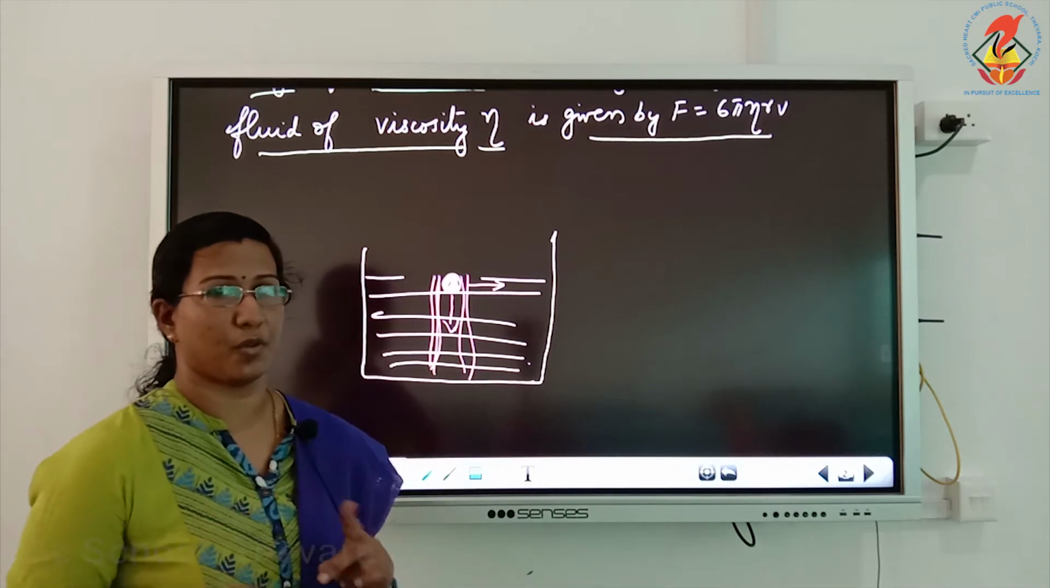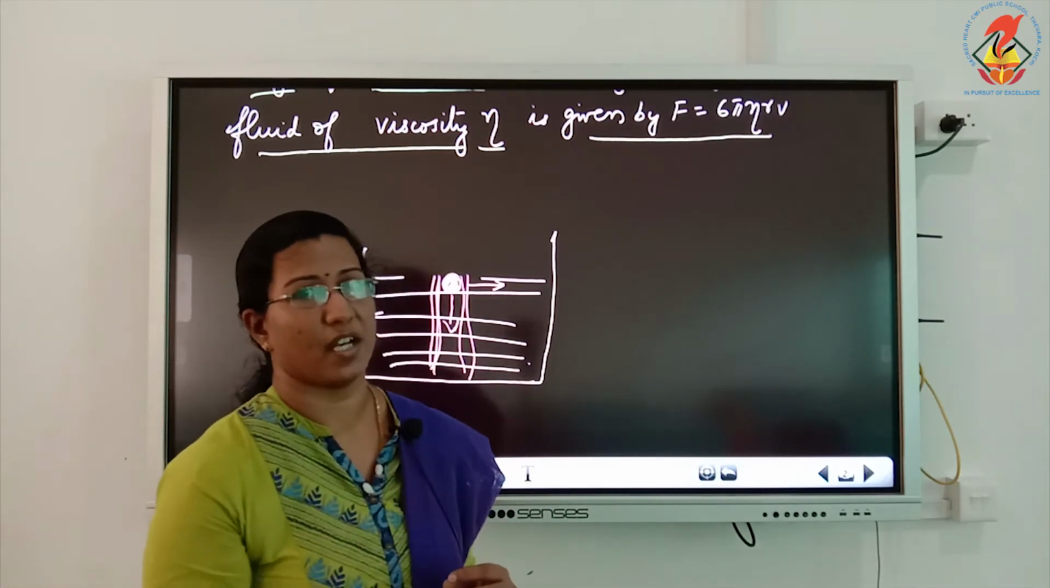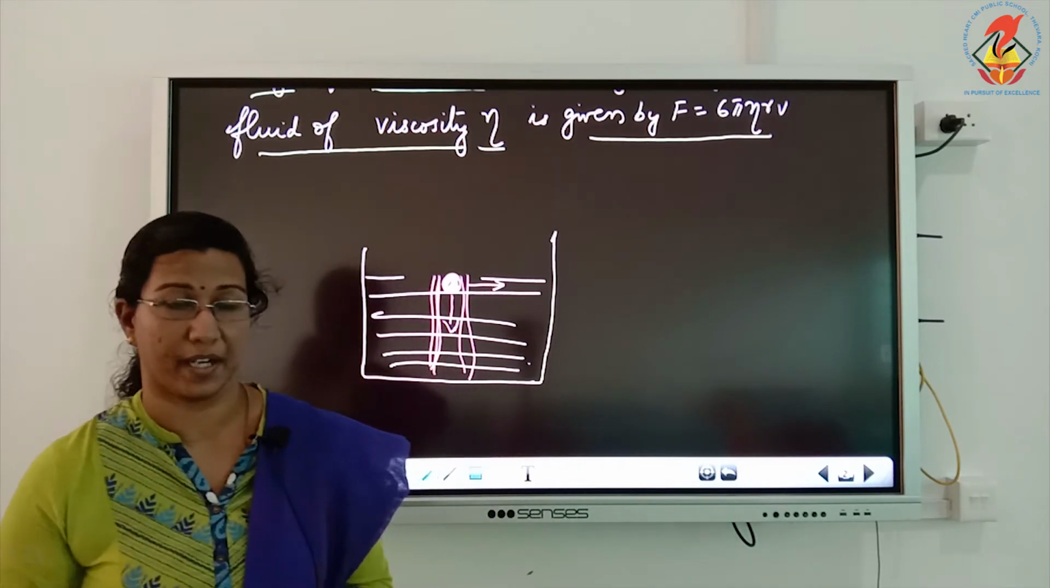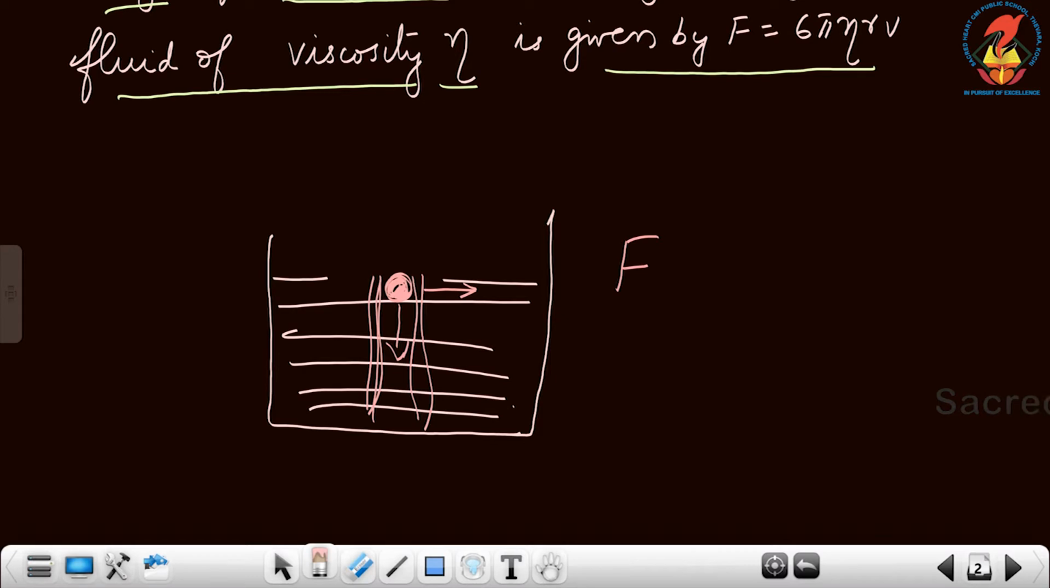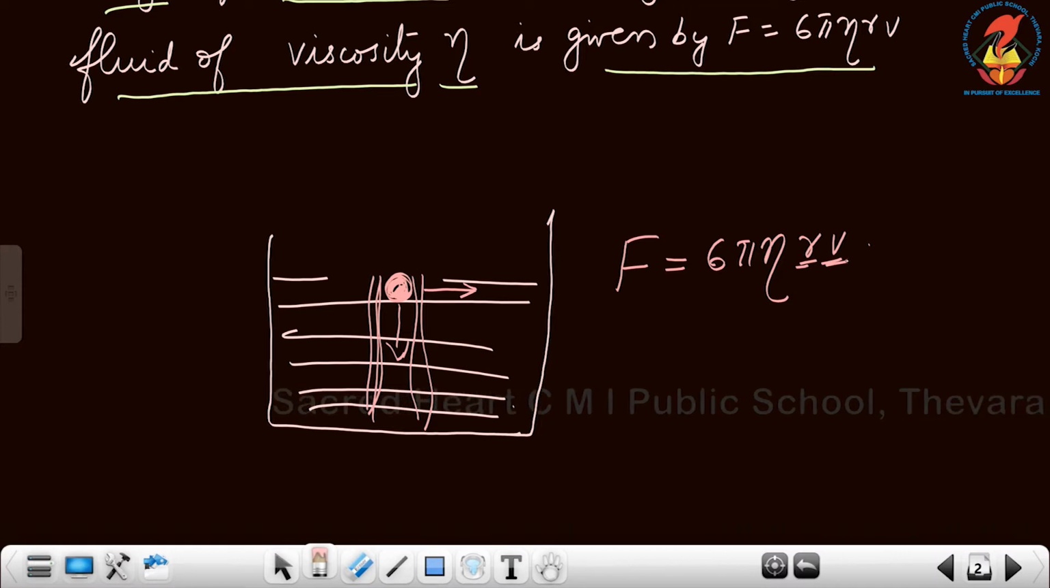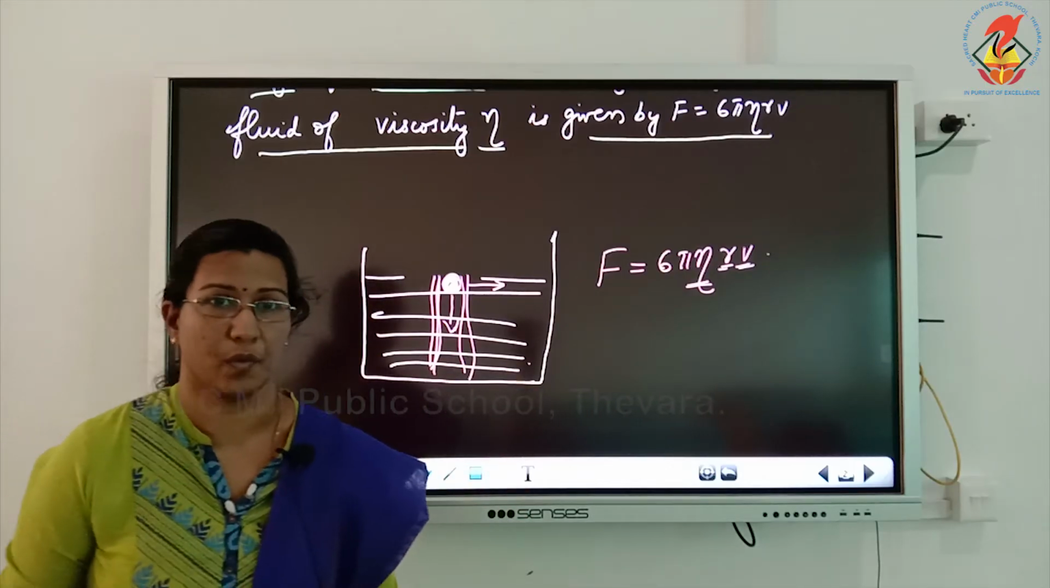So there is relative motion, and this relative motion opposes the flow of the spherical body which is coming down. And according to Stokes theorem, the viscous force experienced by the spherical body is given by 6 pi eta r v, where r is the radius, v is the velocity with which the spherical body is moving, eta is the coefficient of viscosity of the fluid, and F is the viscous force.